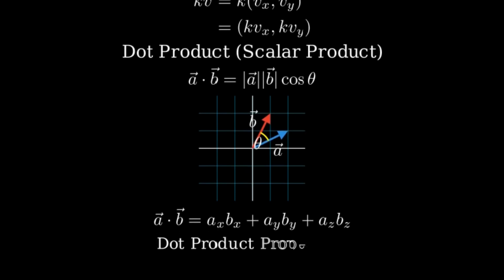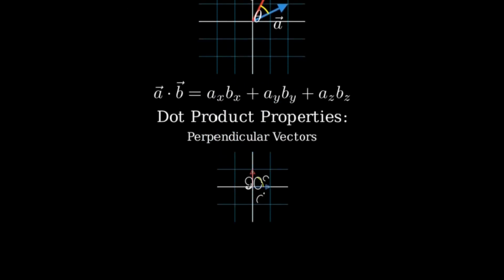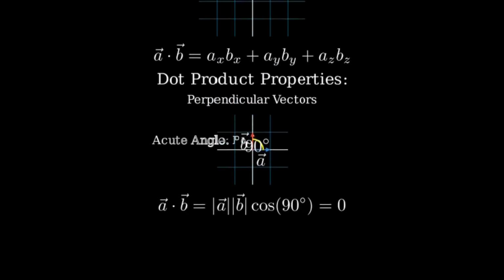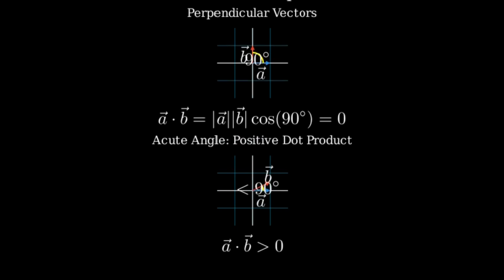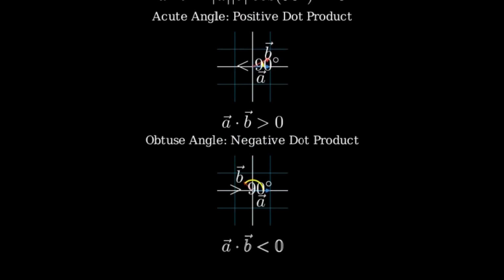The dot product has several important properties. It equals 0 when vectors are perpendicular, it's positive when the angle is less than 90 degrees, and negative when the angle exceeds 90 degrees.